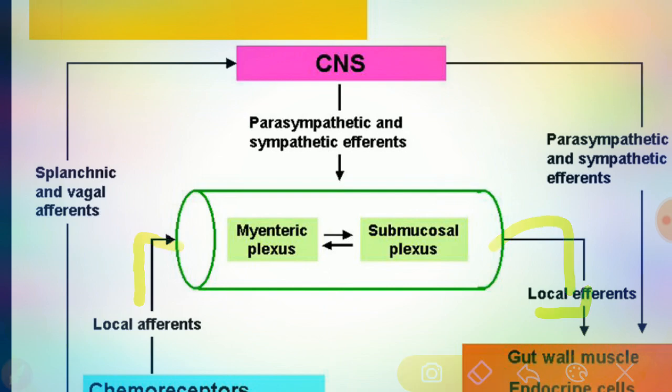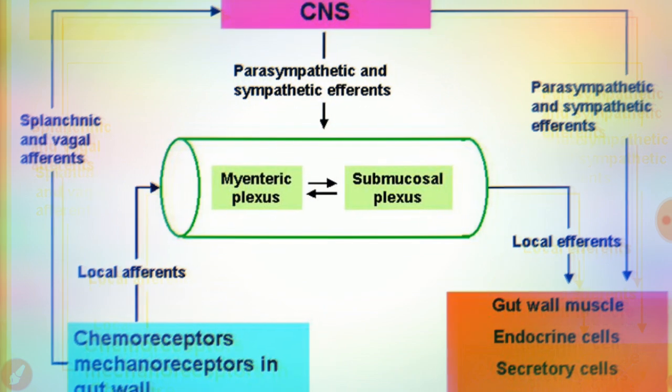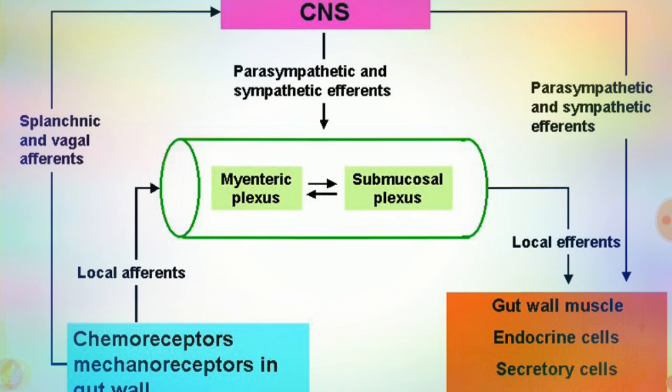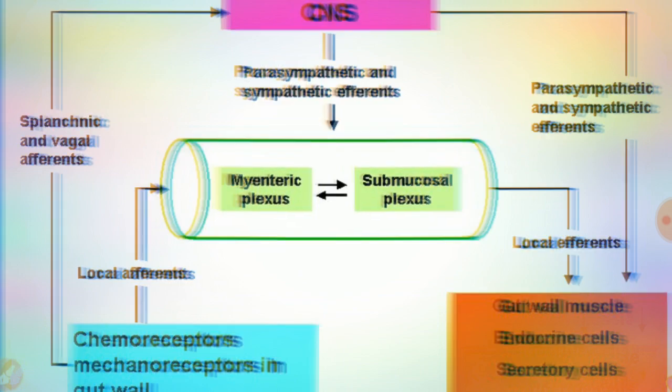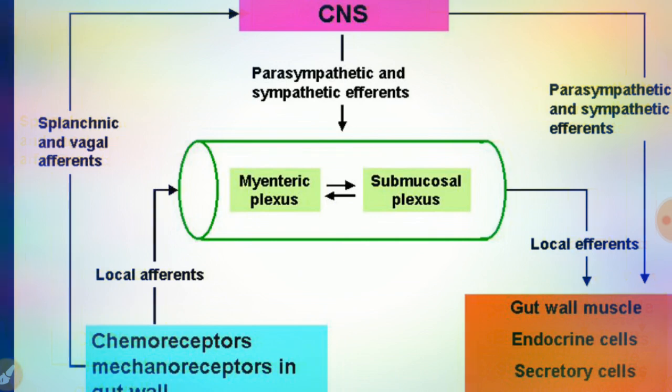Under the local efferents, gut wall muscles, endocrine cells and secretory cells are involved. The chemoreceptors and mechanoreceptors are present over the gut wall, and the axons of these sensory neurons can synapse with other neurons located in the enteric nervous system, the central nervous system or the autonomic nervous system. These receptors inform different regions about the nature and content, like the degree of distension, meaning stretching of the GI tract.